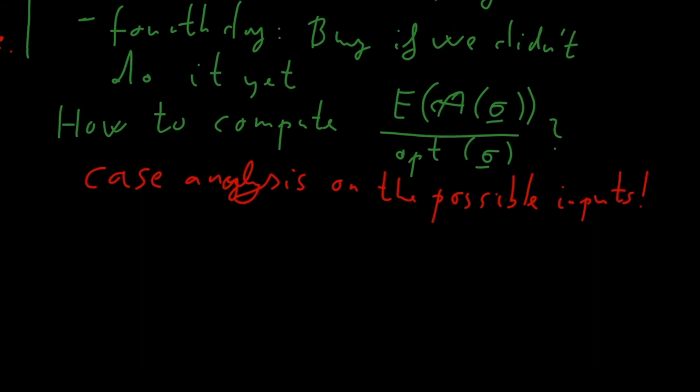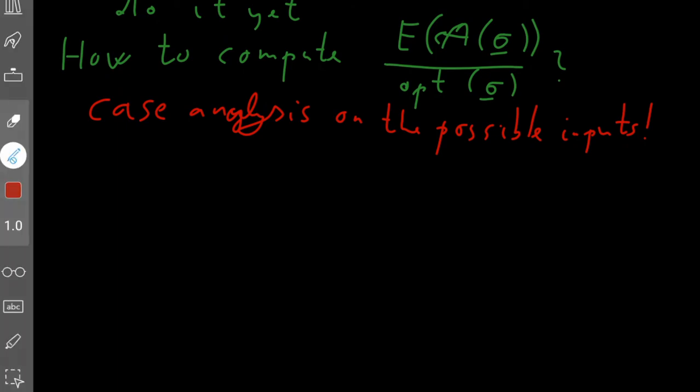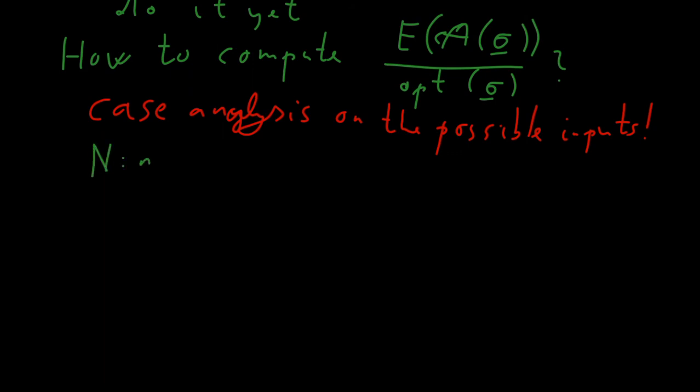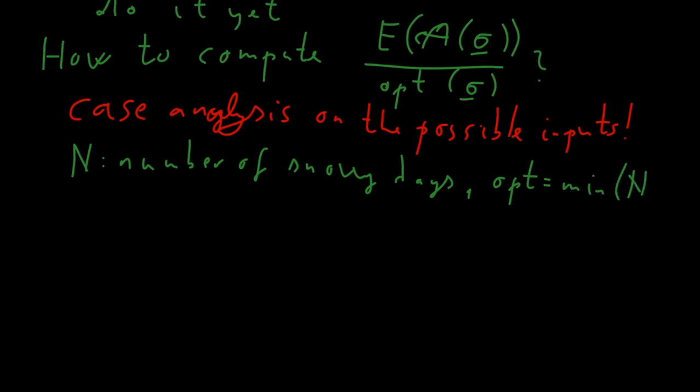Now I'm writing this in red because it's quite usual to do this, not only for the ski rental problem, of course. So case analysis means that still n is the number of snowy days. And still the optimal cost is always the minimum of the number of snowy days and the price of the ski.